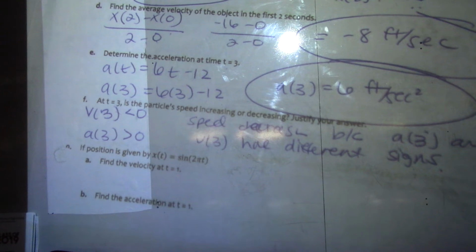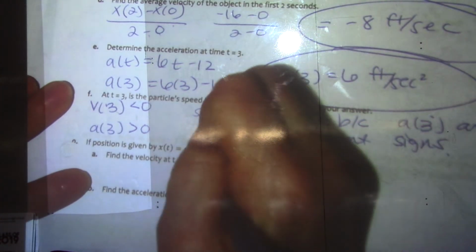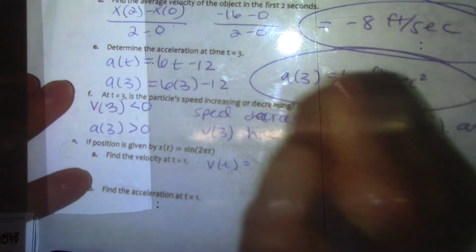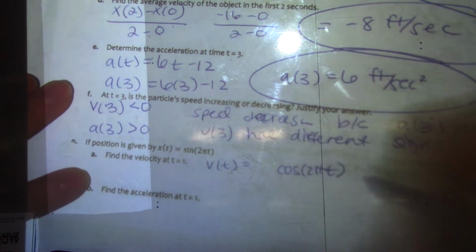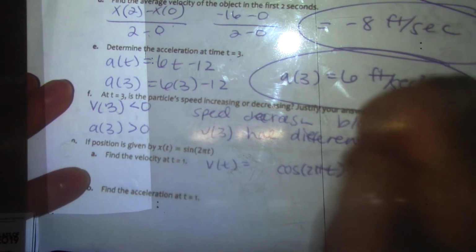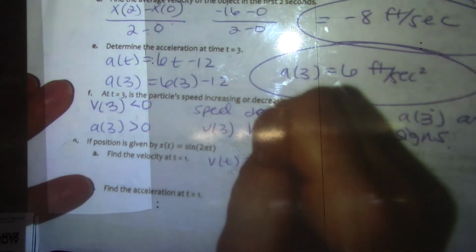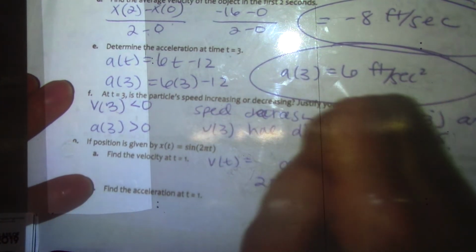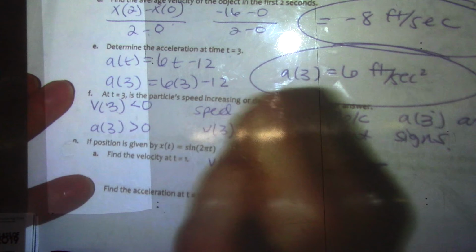Next one, your position is given by sine of 2 pi t. To find the velocity, first we take the derivative. Derivative of sine is going to be cosine, so v of t is cosine of 2 pi t. But you need to multiply by the derivative of the inside, which is times 2 pi. So I'm going to rewrite this: 2 pi cosine of 2 pi t.